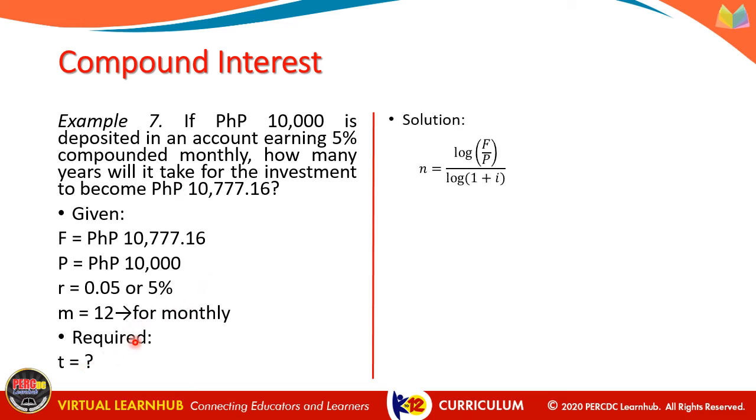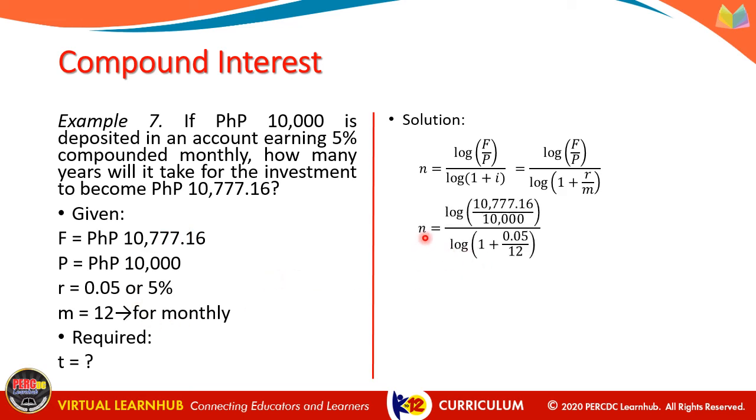For our solution, we can use the formula N is equal to log of F over P over log of 1 plus I. We were already able to use this formula in example number 3 of this lecture video. Remember, I told you to take note of this formula and add it to your list of formulas. Okay, now we know that I is equal to R over M. So we simply replace I with R over M. Okay? And then substituting the given, we will have N is equal to log of 10,777.16 over 10,000 over log of 1 plus 0.05 over 12.